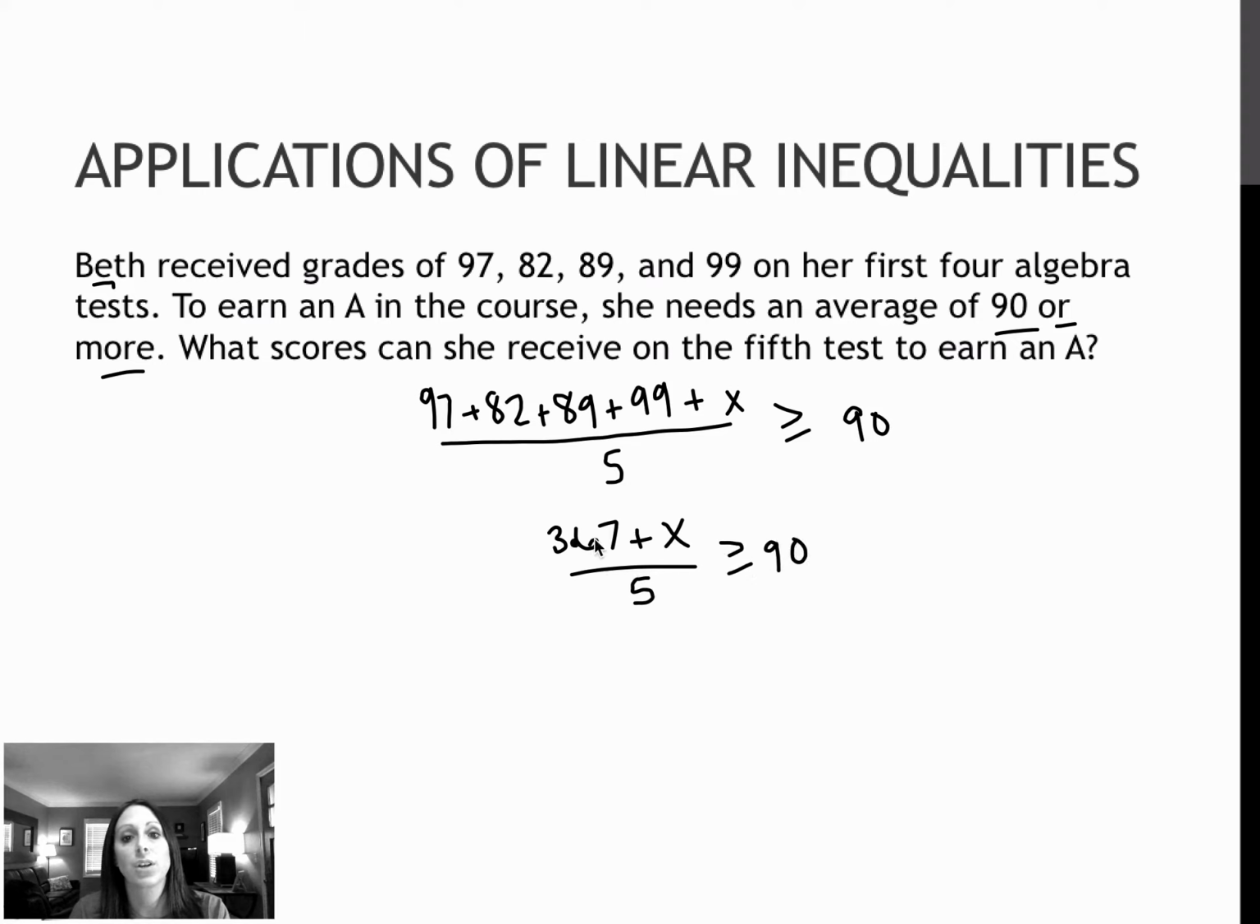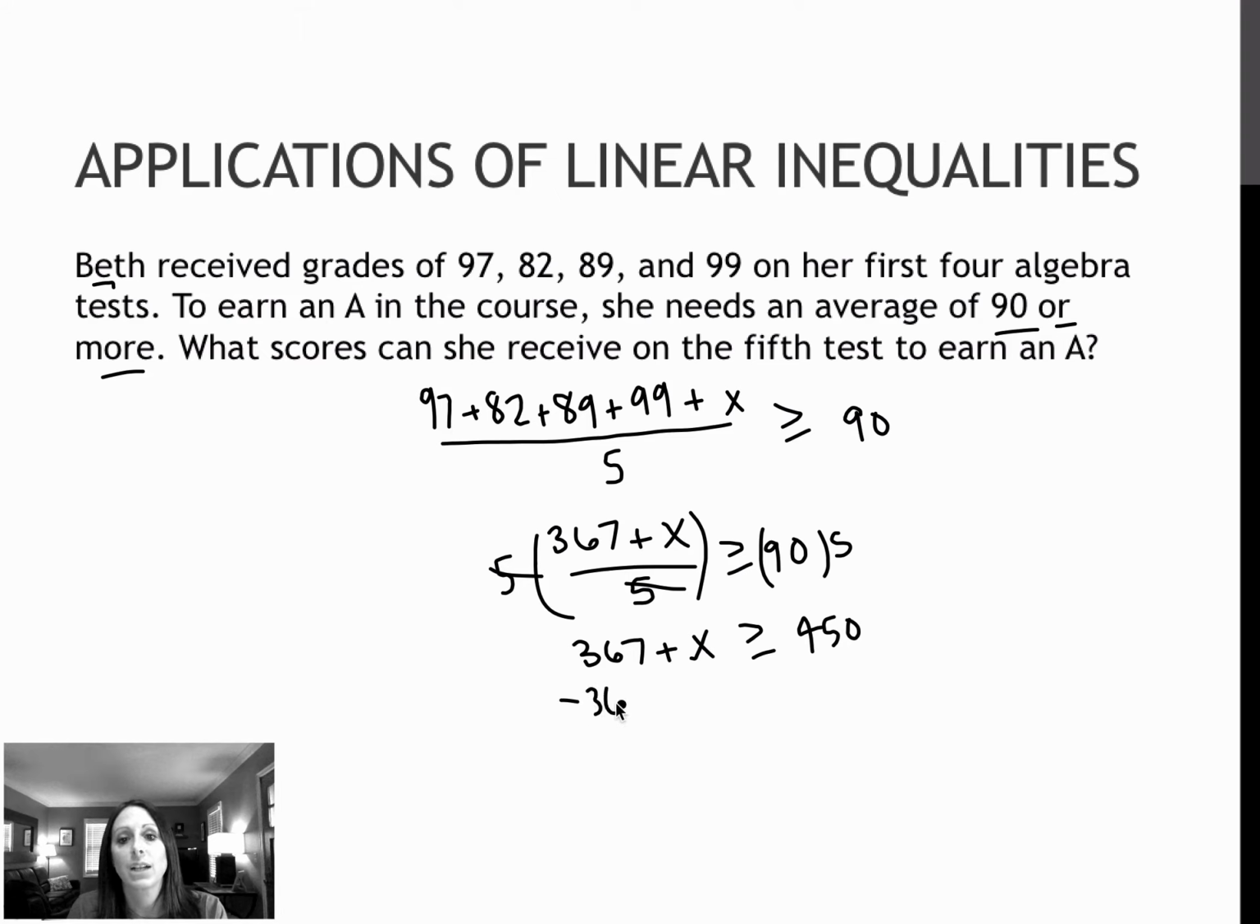To solve, I start on the side with the x but furthest away, so I undo divided by 5 by multiplying by 5. That gives me 367 plus x. Notice this side, these just canceled. A lot of people want to distribute that 5, but really it's just getting divided by, or canceled out by, the 5 on the bottom. It's greater than or equal to 450.